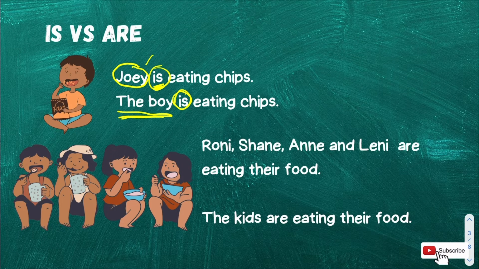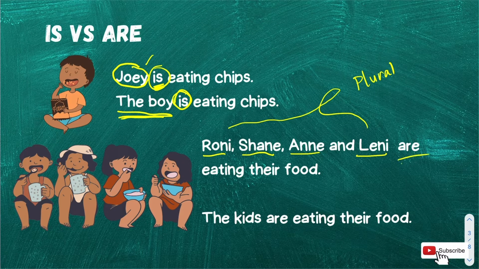Dito naman sa dalawang susunod pa. Ronnie, Shane, Anne, and Lenny are eating their food. So kung papansin nyo, more than one obviously dahil si Ronnie, we have Shane, we have Anne, and Lenny. So there are 4. So we have 4 people involved sa sentence natin. So definitely plural kasi more than one, di ba? So kaya ang ginamit natin ay are.